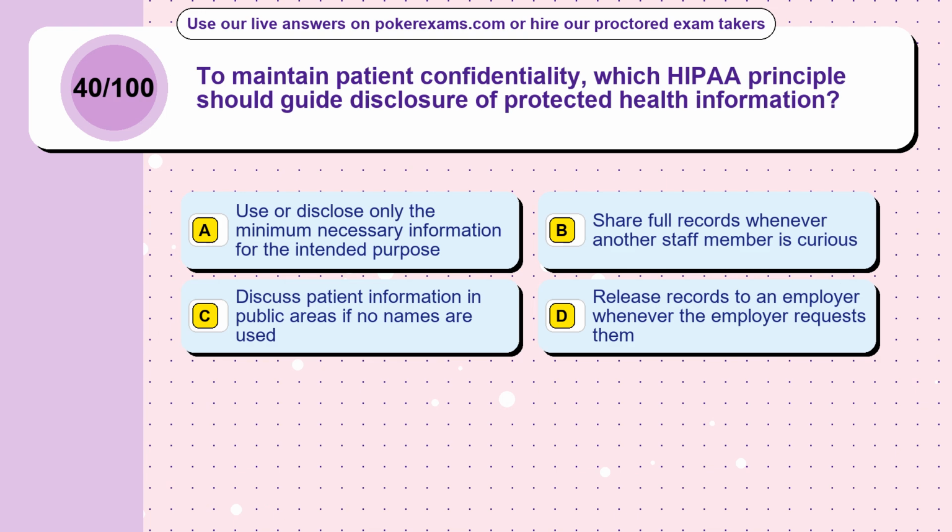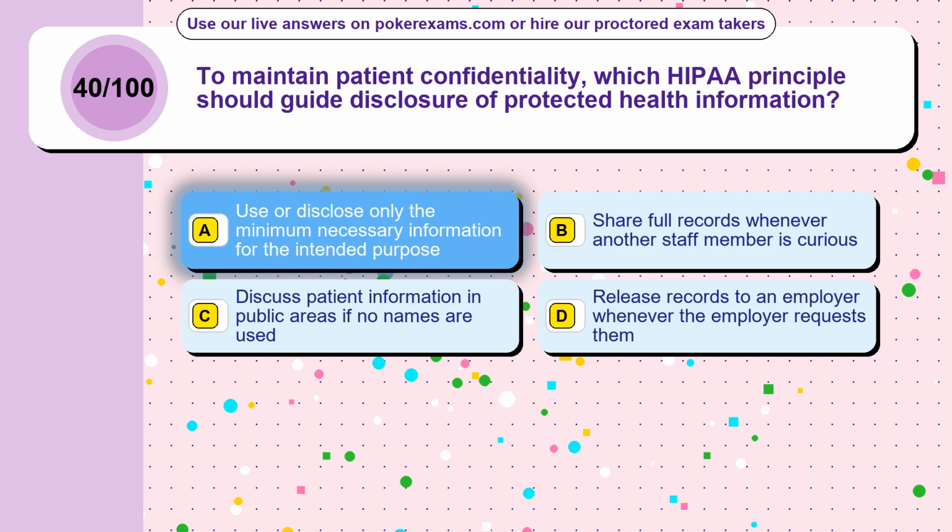Question 40. To maintain patient confidentiality, which HIPAA principle should guide disclosure of protected health information? Option A, use or disclose only the minimum necessary information for the intended purpose. Option B, share full records whenever another staff member is curious. Option C, discuss patient information in public areas if no names are used. Option D, release records to an employer whenever the employer requests them.